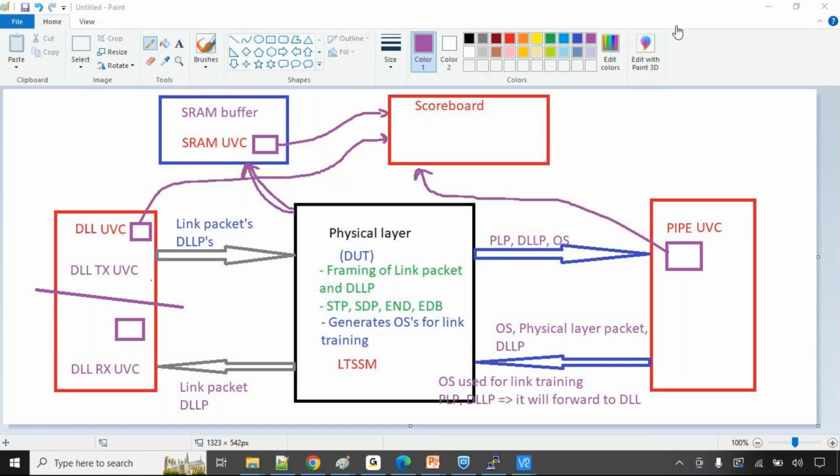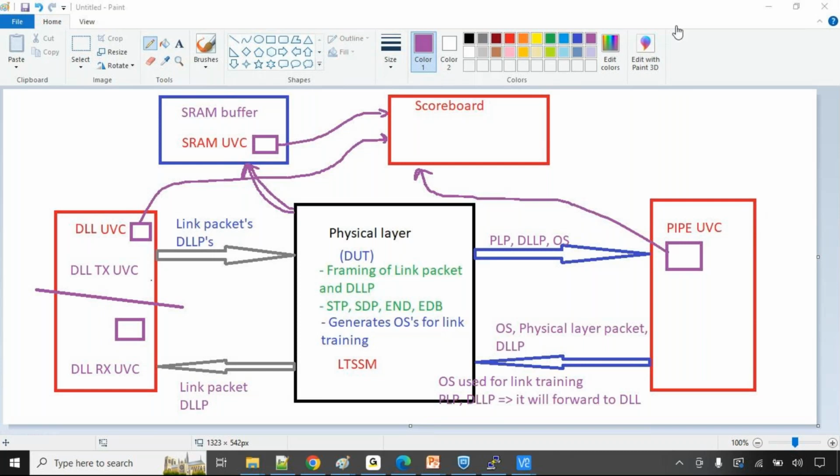The right side DLLP is there, right? Usually there will be two packets to the physical layer. One is link packet and another is DLLP. But from the pipe UVC, the DLLP is called as DLLP only. That also will be coming with this start and the end.